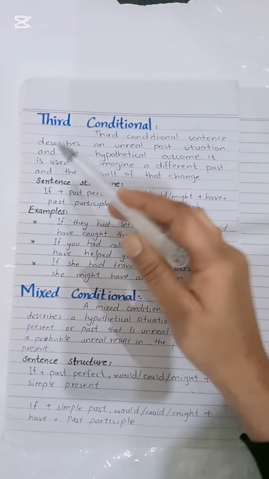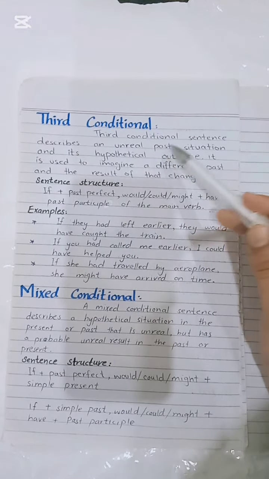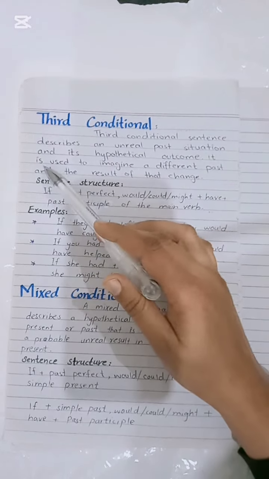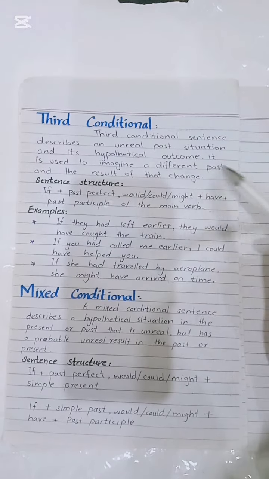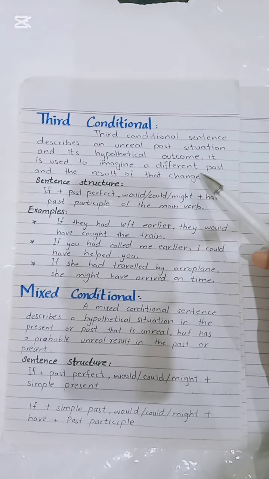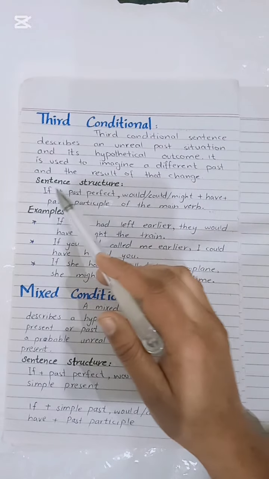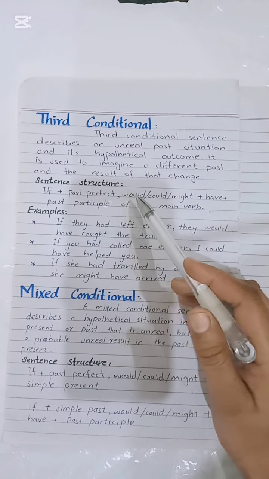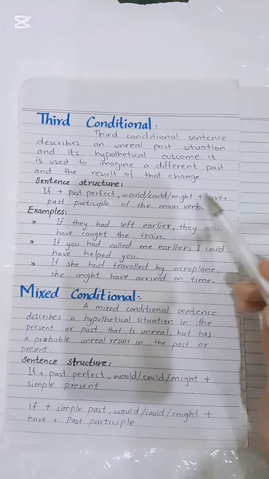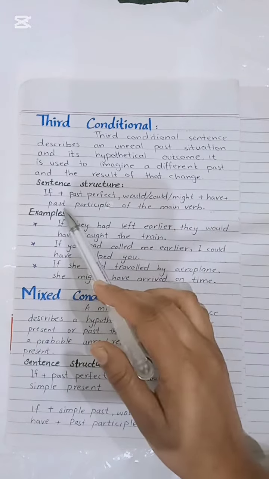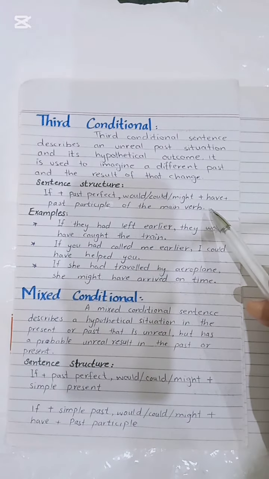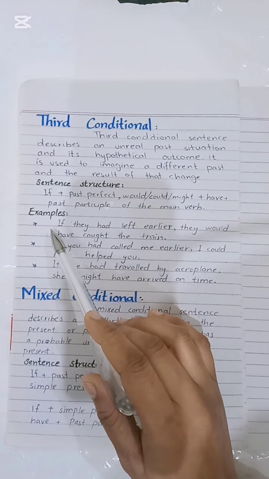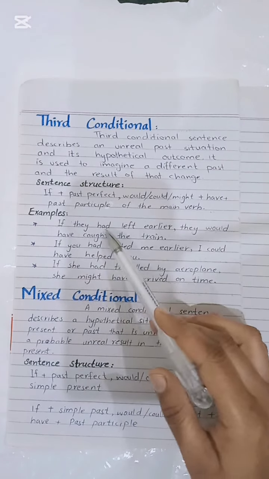Third conditional. A third conditional sentence describes an unreal past situation and its hypothetical outcome. It is used to imagine a different past and the result of that change. Its sentence structure consists of if, past perfect, with would, could or might, then have, then the past participle of the main verb, meaning the third form of the verb. Here are its examples. Let's see them.